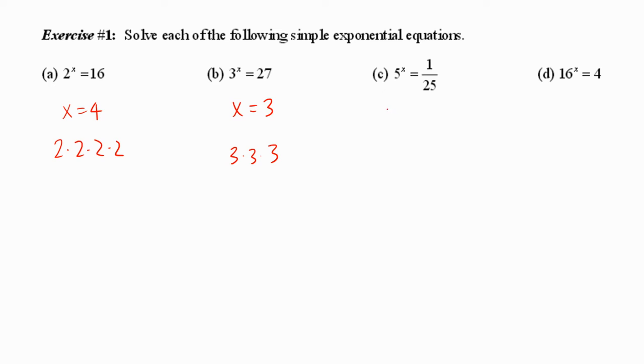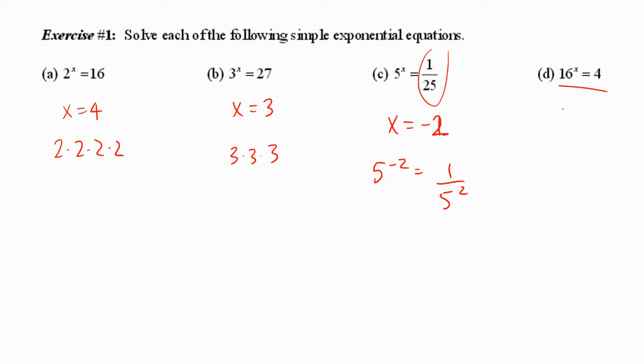Here, just remember negative exponents means reciprocal, so it's actually negative 2. 5 to the negative 2 means 1 over 5 squared, which is 1 over 25. And now this one might be a little bit more challenging. 16 to the power of what is 4?